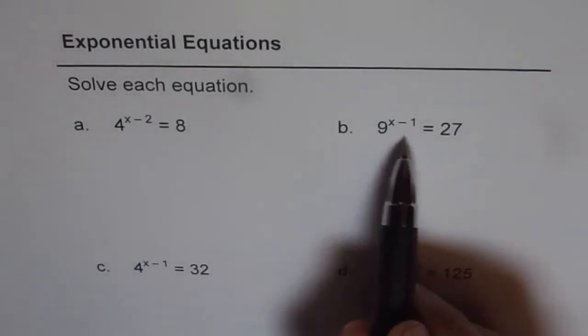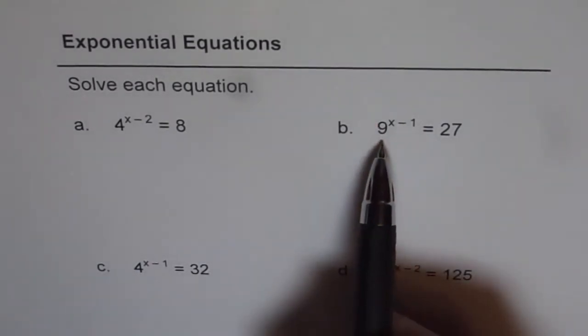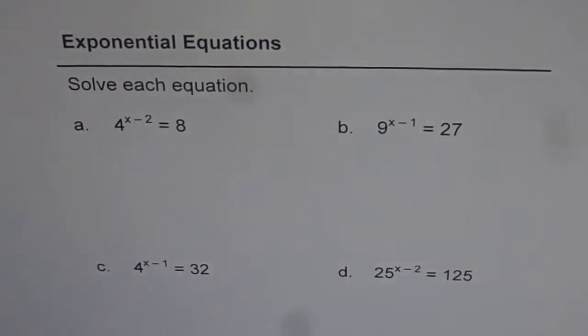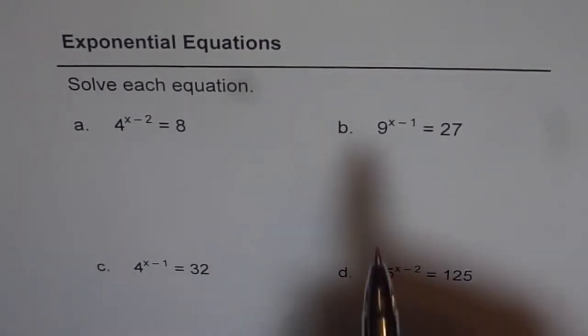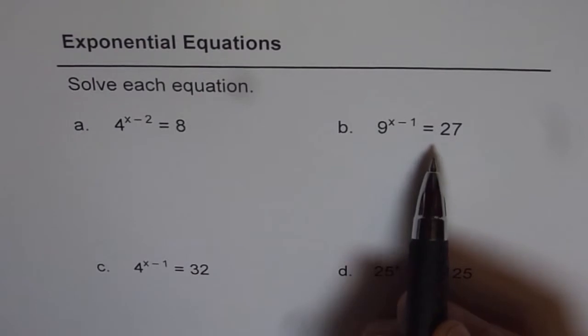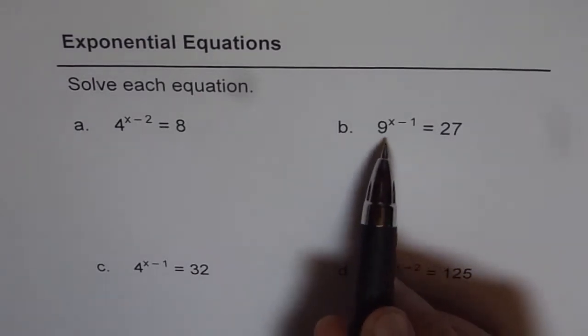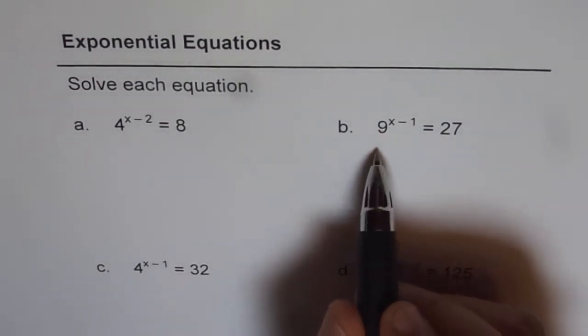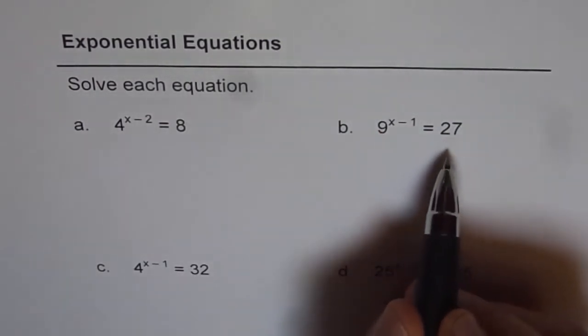What is the common base here? We have 9 to the power of x minus 1 equals 27. Now here, the common base could be 3, right? So let's do this one now. 9 to the power of x minus 1, I can write 9 as 3 squared. And I can write 27 as 3 cubed, right?